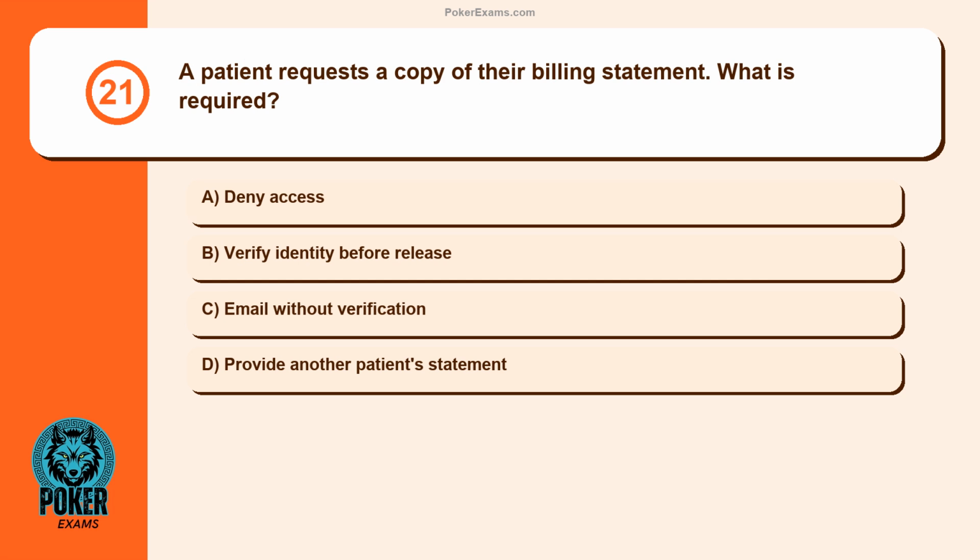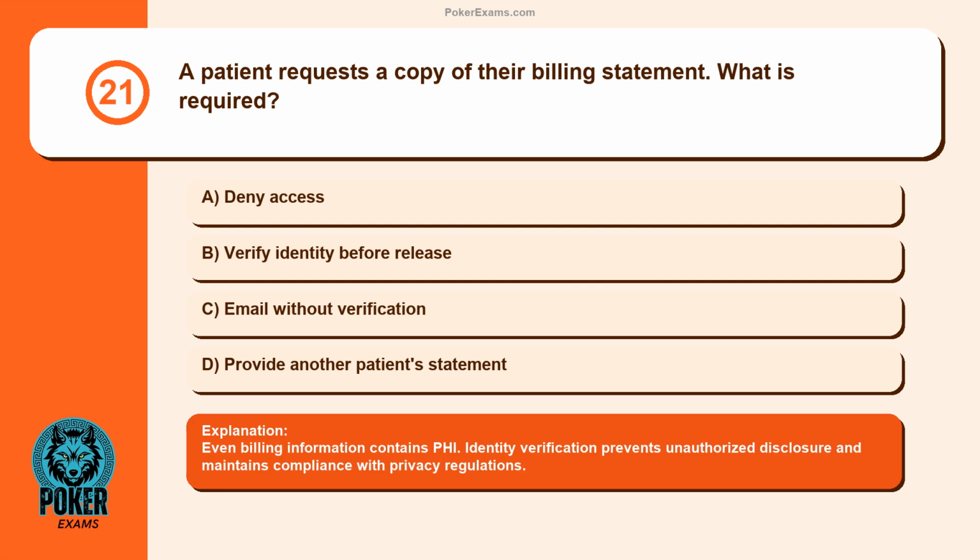Question 21. A patient requests a copy of their billing statement. What is required? Deny access. Verify identity before release. Email without verification. Provide another patient's statement. Even billing information contains PHI. Identity verification prevents unauthorized disclosure and maintains compliance with privacy regulations.